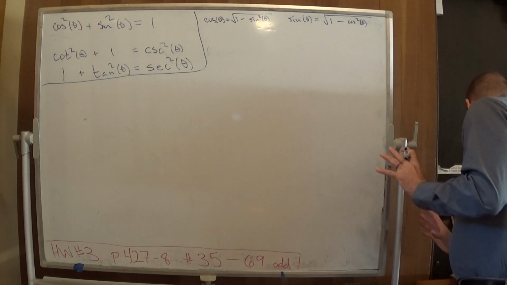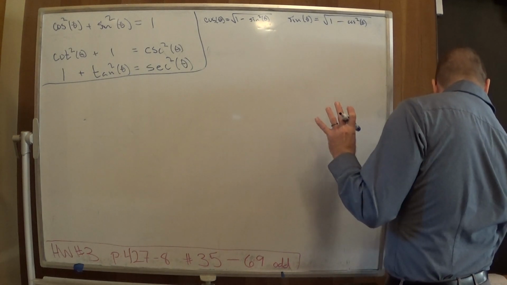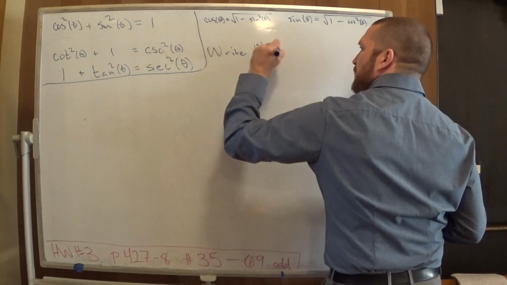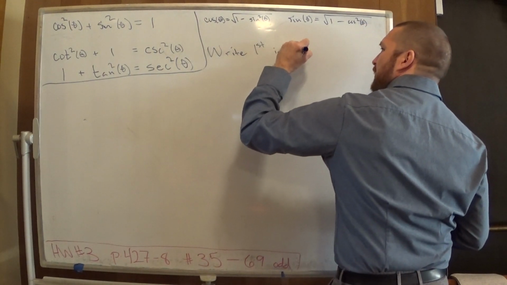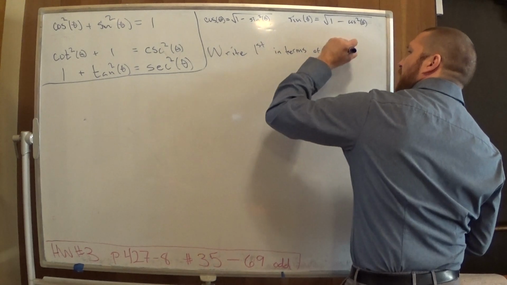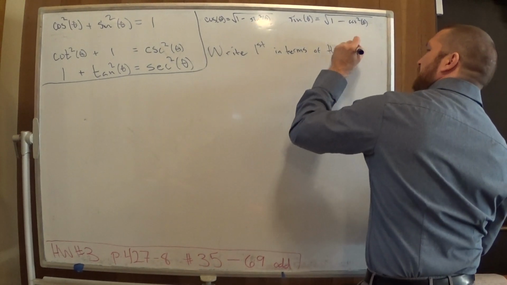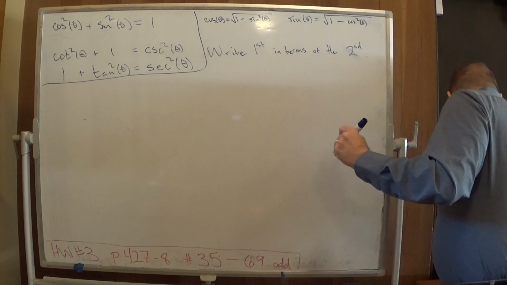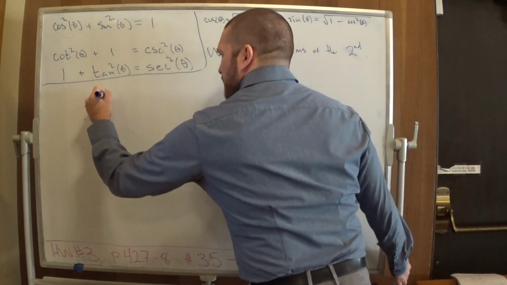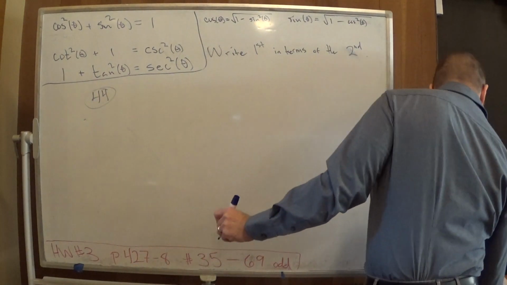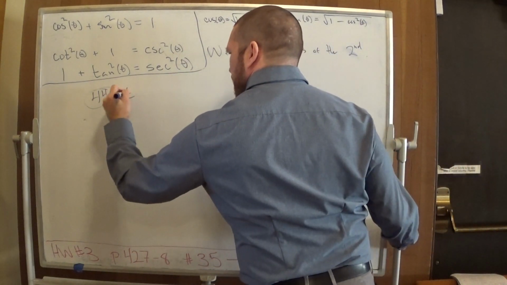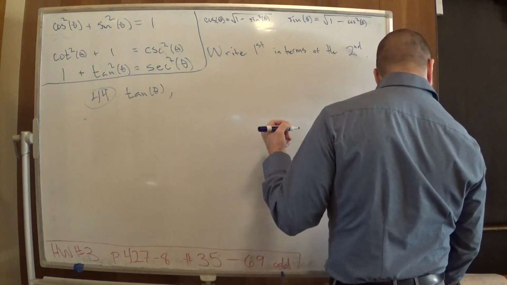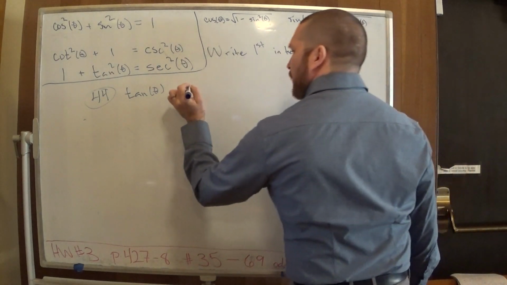For these, you have a bunch that say, write the first in terms of the second. Let's be consistent here. And they're going to give you two things. So for instance, number 44. It says, write the first in terms of the second. The first they give you is tan theta, and you want to write it in terms of cosine theta.